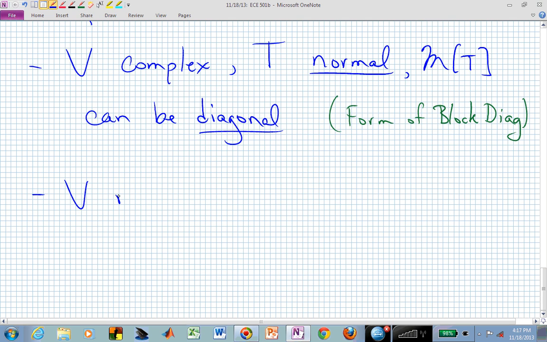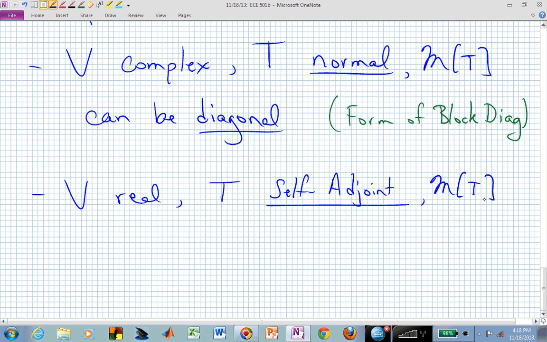If V is real, then in order to have a diagonal representation for the matrix, we need T to be self-adjoint. If V is real and T is self-adjoint, then the matrix representation of T again can be diagonal.